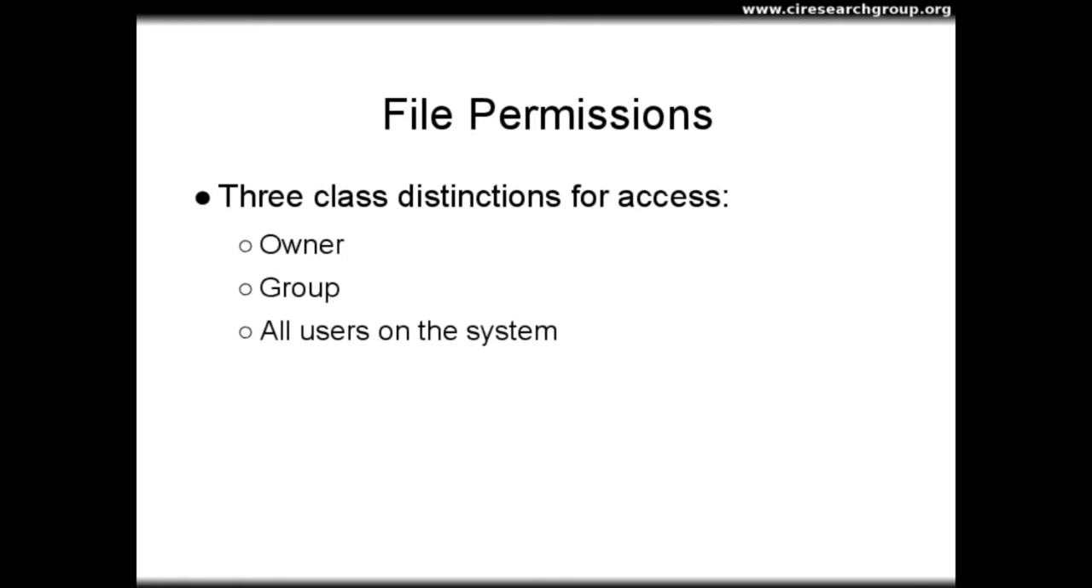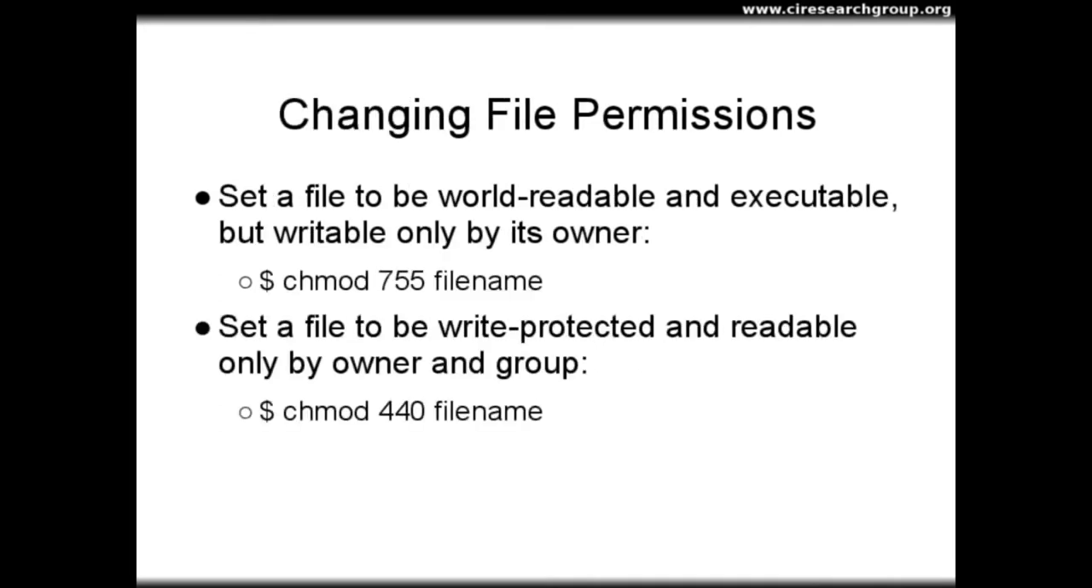Individual file permissions are supported for 3 classes of user: the owner of the file, members of the group with which the file is associated, and so-called world permissions, or all users on the system. Changing file permissions can be done with the chmod command, and by example, a file can be set to be world readable and executable, but writable only by its owner, using the command chmod 755 and the name of the file. A file could be set to be write protected and readable only by the owner and group by running the same chmod command, only with permissions 440.